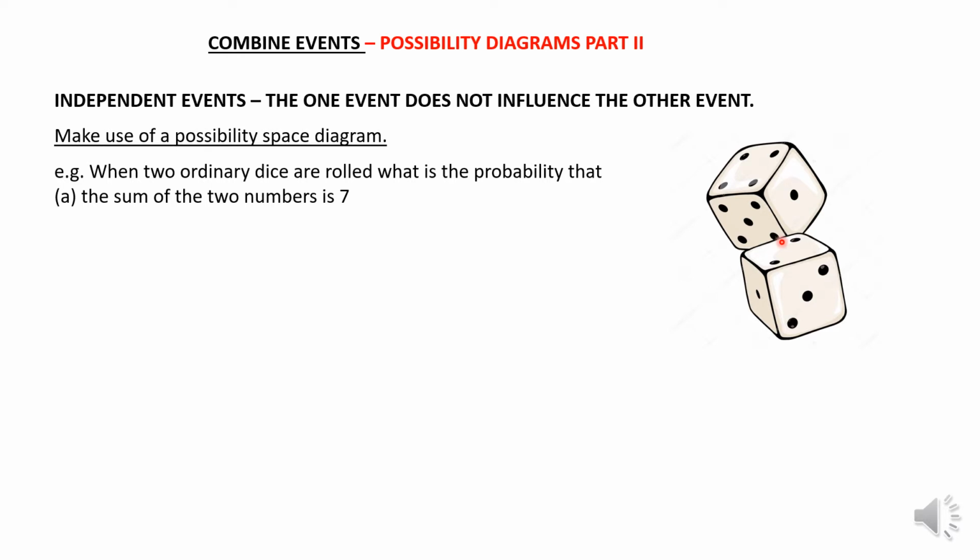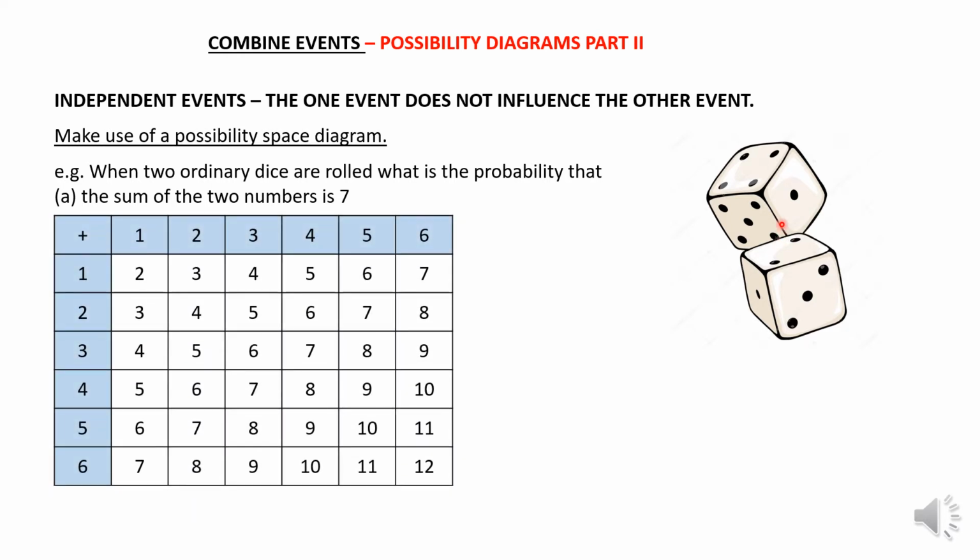So I suggest that you come up with a table, because the question is asking you to find the sum of two numbers. The ones in blue here would be the first die, and the other one here would be the second one. And what I have done here is I've added them. The ones in the grid are the sums. For example, 1 plus 1 is 2, and 2 plus 1 is 3, and so on.